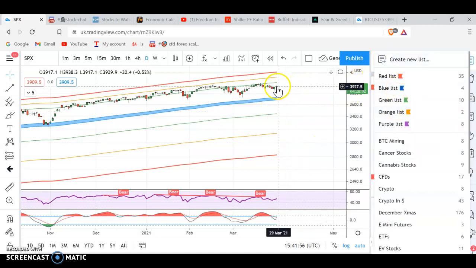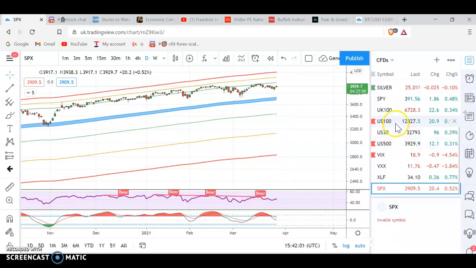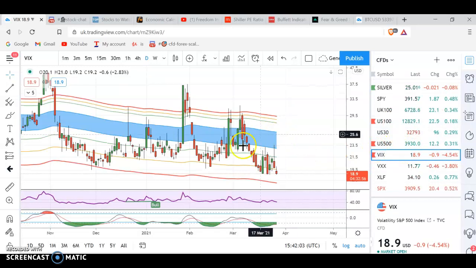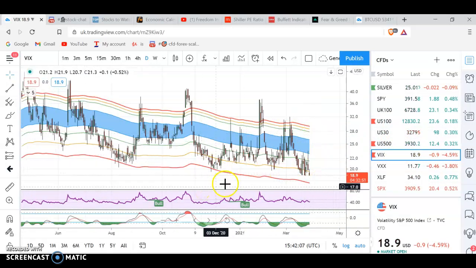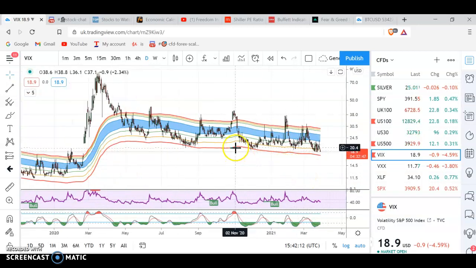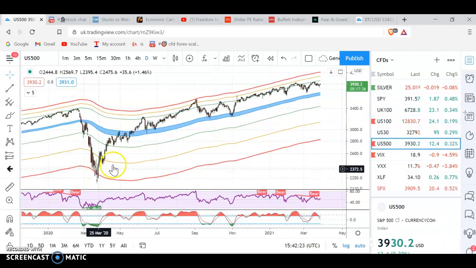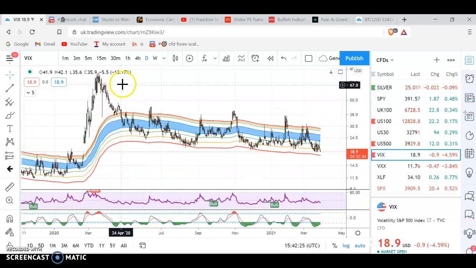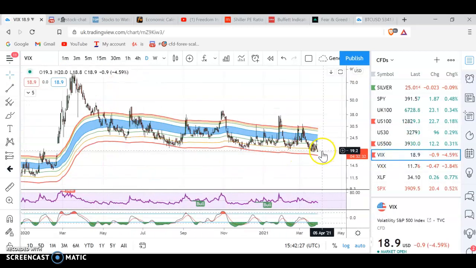The other thing I'm looking at to anticipate a drop in the S&P is the VIX. Ignore this indicator now, because that's only for the S&P, it's not for the VIX. So if you actually look at the VIX, what's happening? VIX is the volatility index for the S&P 500. When VIX rises, your S&P drops. Because this is the COVID dump: when you see your US 500 dump, the VIX rises. As VIX rises, the stock market dumps.